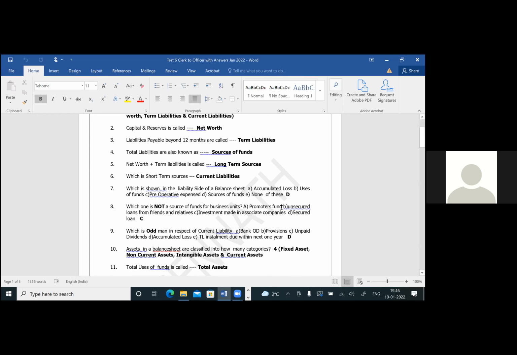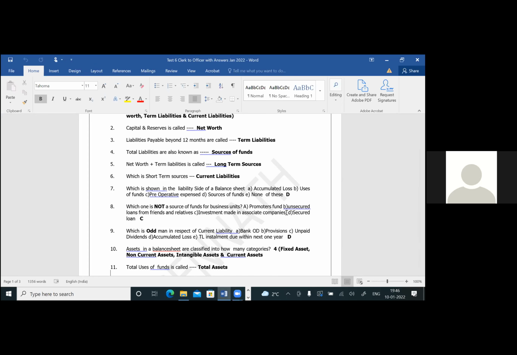Promoters fund. It is a source, because promoters fund is nothing but capital. Then unsecured loans from friends and relatives. It is a term liability; I told you unsecured loans raised by the firm are a term liability. It is a source. The question is, which is not a source? So B is also not your answer. Then investment made in associate companies. Investment made in an associate company is not a source, it is a use.